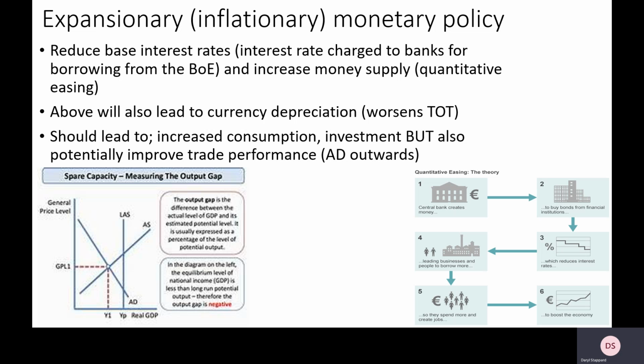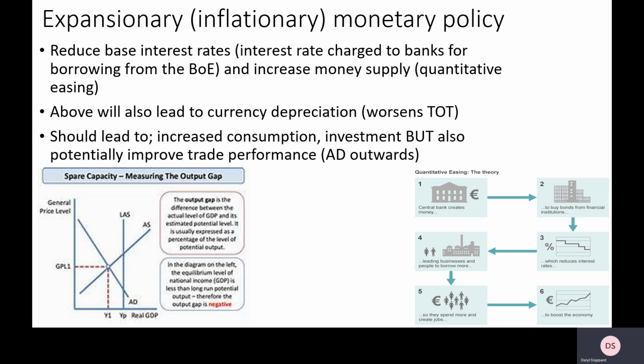We could do this by reducing the base interest rate. The base interest rate is the interest rate that the Bank of England will charge banks to borrow from it. The logic is that if we lower the base interest rate, banks can borrow from the Bank of England at lower interest rates. If they can access money cheaper, it should mean that you and I can borrow money at lower interest rates, and businesses can borrow at lower interest rates. We can also use something called quantitative easing, and we'll worry about that one in a moment or two.